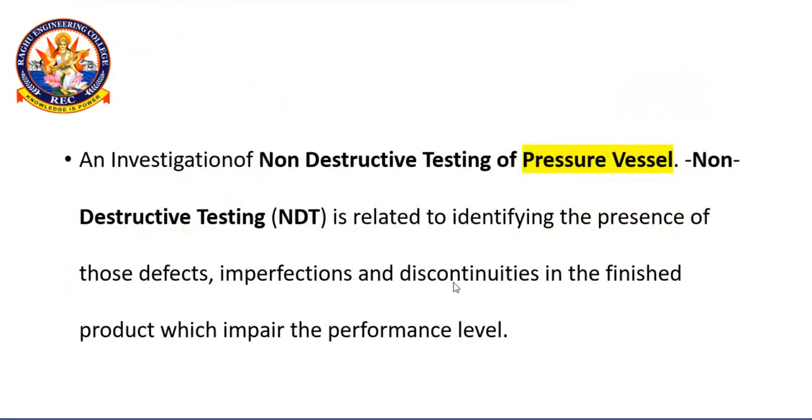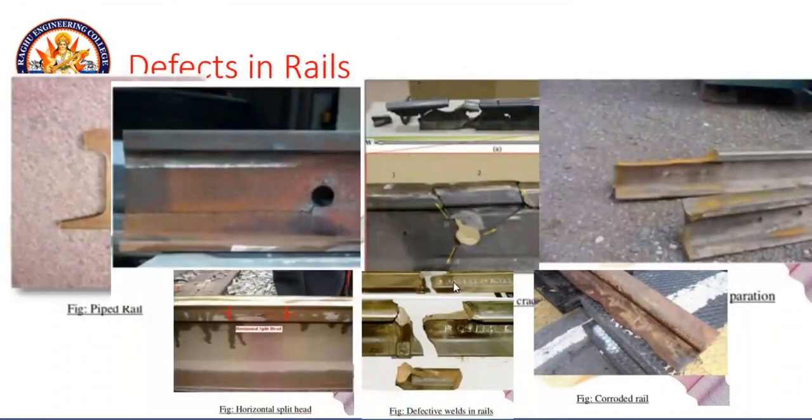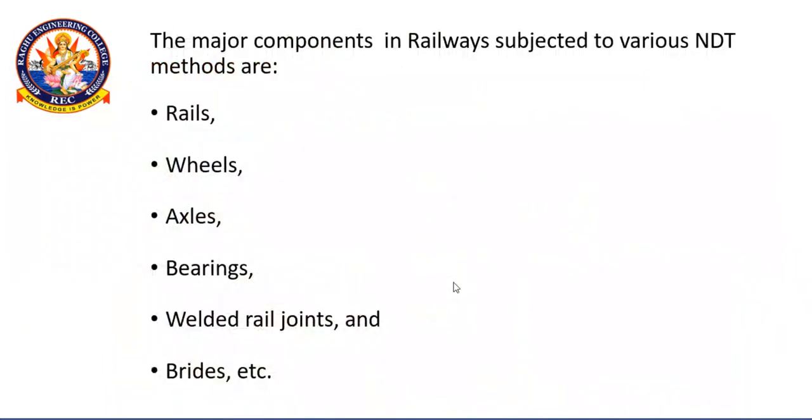And next one is the pressure vessels. Coming to the next topic, I think you understand what the possible problems are that occur in the railways. Railway components include rails, wheels, axles, bearings, and welded joints.